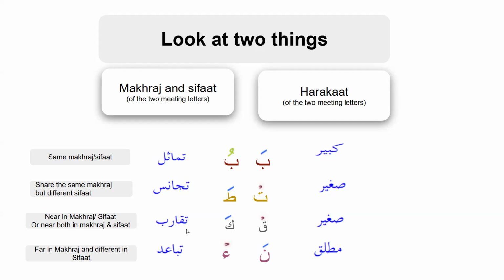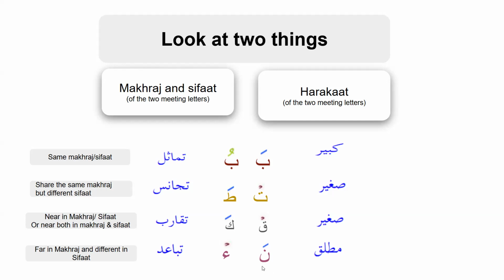So we say the relationship in the context of makhraj and the sifat is taqarub. We use in Urdu qareeb. That's the same word, same meaning. Taqarub means near in makhraj or sifat, or both near in makhraj and sifat.